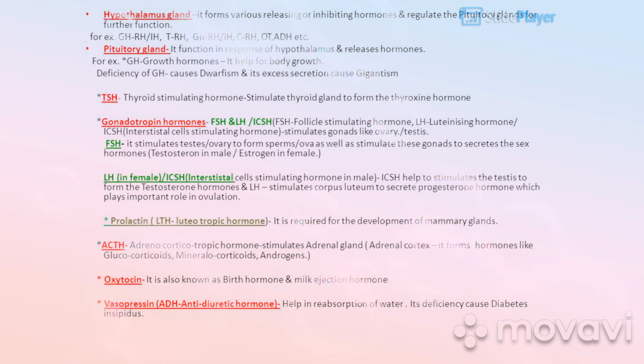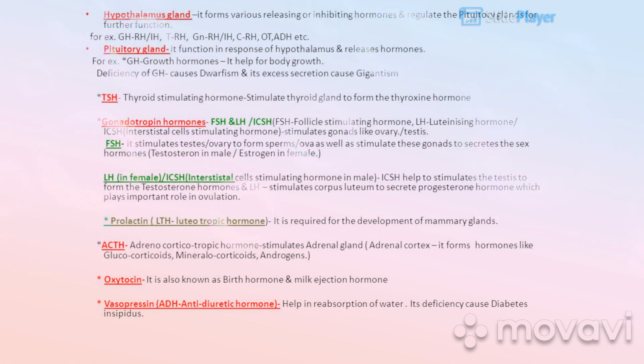Prolactin, LTH, luteotropic hormone, is required for the development of mammary glands. ACTH, adrenocorticotropic hormone, stimulates the adrenal gland, adrenal cortex. It forms hormones like glucocorticoids, mineralocorticoids, androgens.